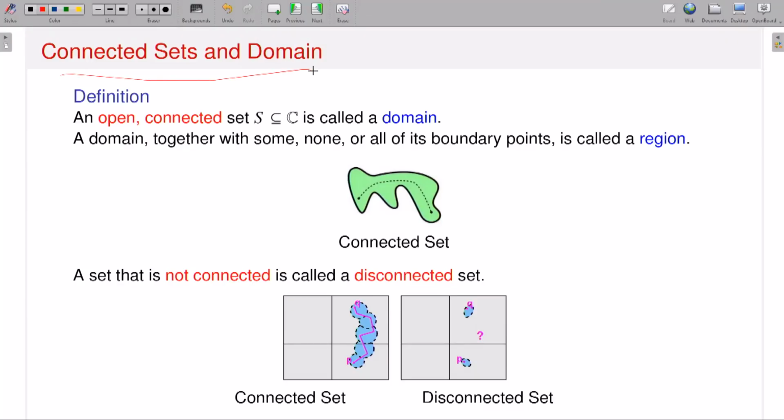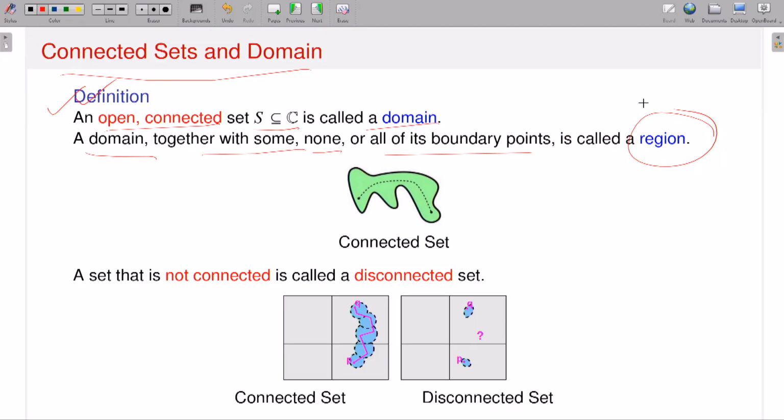So this is a kind of picture of connected sets and the kind of domain. What is that? This is very important, I use it very frequently later on. Suppose let f be a function defined on a domain, then you should know what a domain is. In my definition, an open connected subset of the complex plane is called a domain. So a domain is a set of the complex plane which is open and which is also connected. A domain together with some, none or all of its boundary points is called a region. So these two definitions you should know.